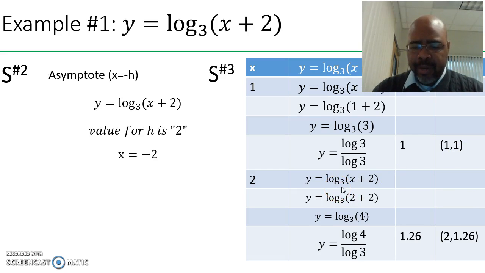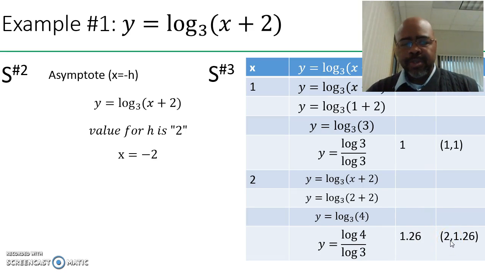We follow the same pattern. Log base 3 of x plus 2. We're going to substitute 2 for x right here. So now we have log base 3 of 2 plus 2. Then 2 plus 2 gave me 4. So now I'm looking at log of 4 divided by log of 3. And when I divide log 4 by log 3, I get 1.26. So my second additional point is (2, 1.26).